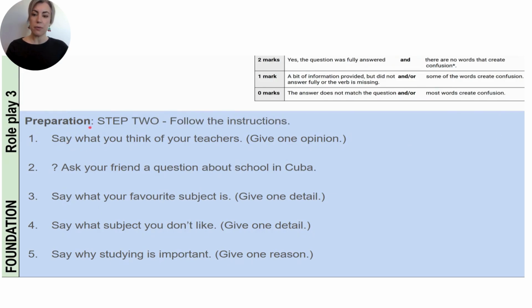Now, the next thing we're going to do, step 2, is follow the instructions. We stick to these instructions because this is what we have to do. If we say something else, or we are missing one detail, instead of one detail we give, I don't know, a question, we will get 0 marks out of 2. So we have to stick to it.